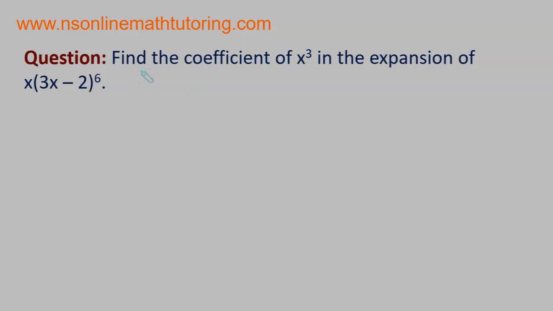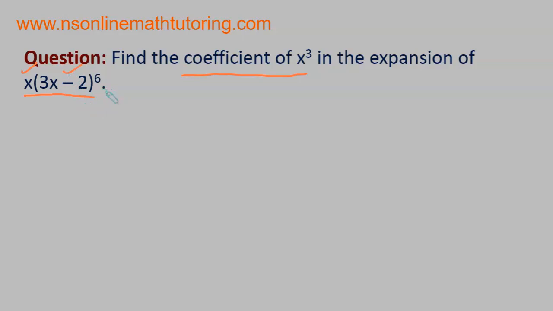The first question, find the coefficient of x to the power of 3 in the expansion of x times (3x minus 2) to the power of 6. Now, there may be students who will be stopping me to ask that you had said that there will be two binomial expressions. I am not seeing two binomial expressions. I am seeing only a single monomial and a single binomial.